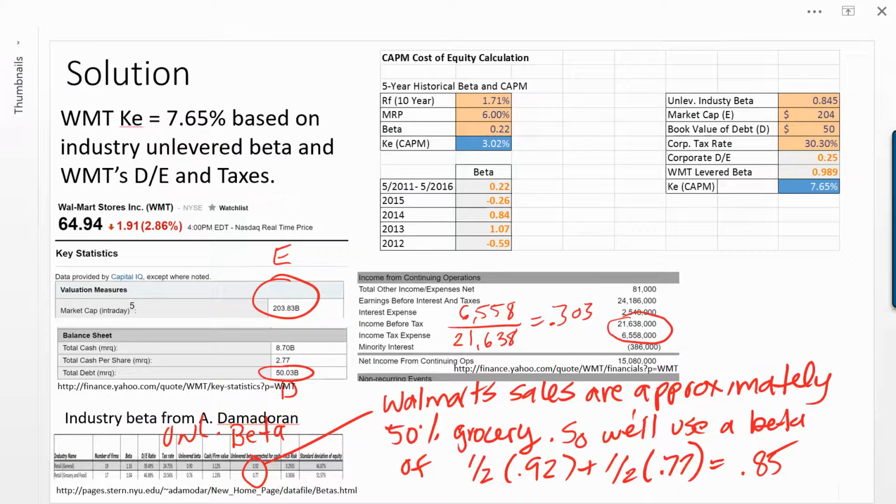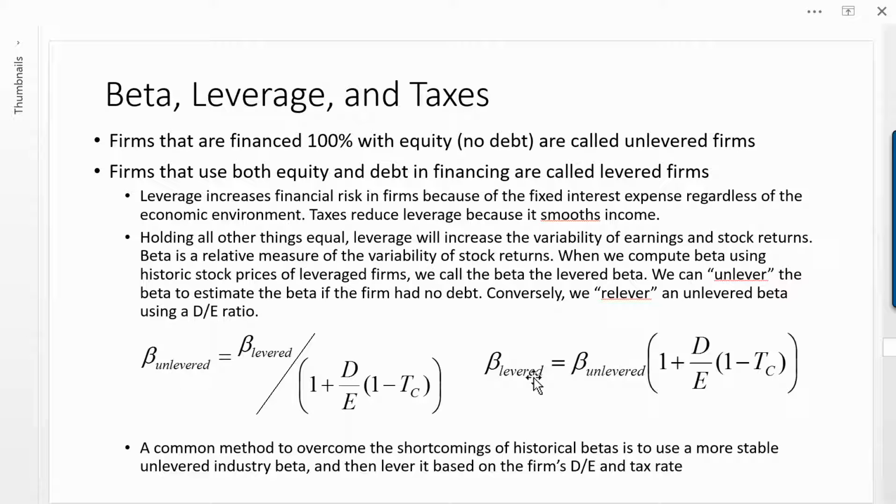Now I'm going to use my equation that if I can get Walmart's market value D/E ratio and tax rate, I can estimate a levered beta for Walmart's industry risk measured by beta and its capital structure risk, or leverage risk, measured by D/E and tax.